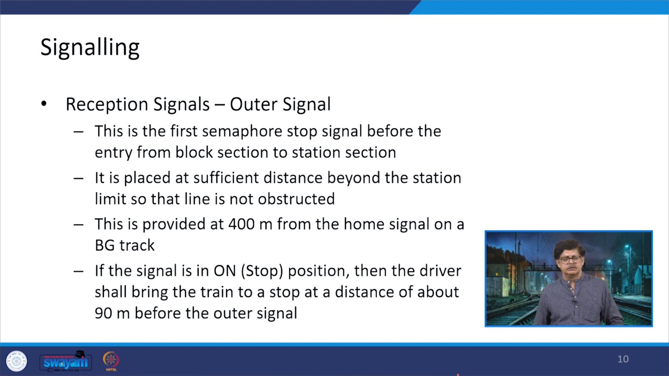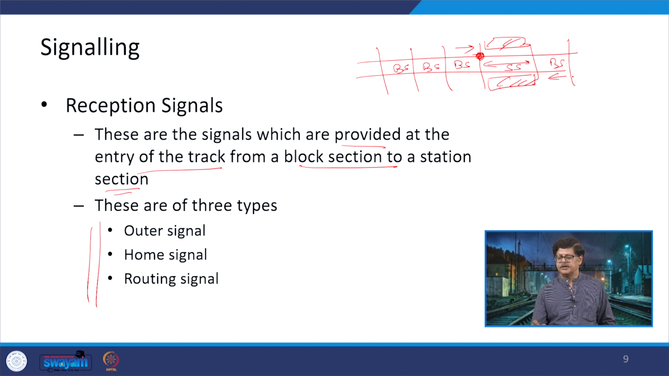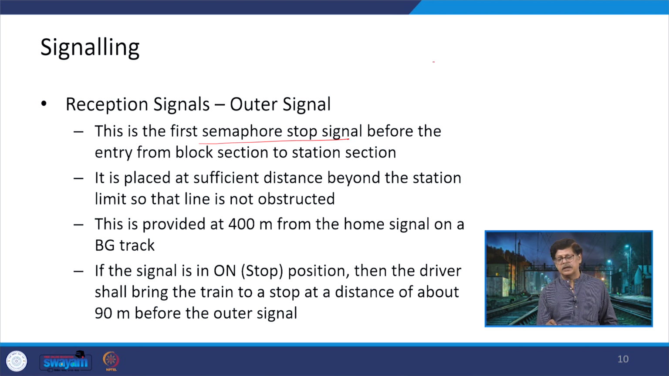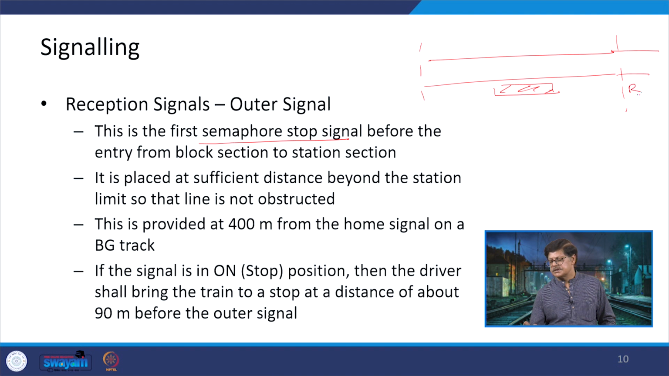So, what is an outer signal? Outer signal is the first semaphore stop signal before the entry from the block section to the station section. So, if you are entering from the block section to the station section, now if you take it in a further elaborated form, then the station may be only here, but the station section may have the limits like this. So, further certain meters will be there, whereas this is a block section. So, this is a station section. As soon as the train is going to move here, there is one signal being provided and this is an outer signal.